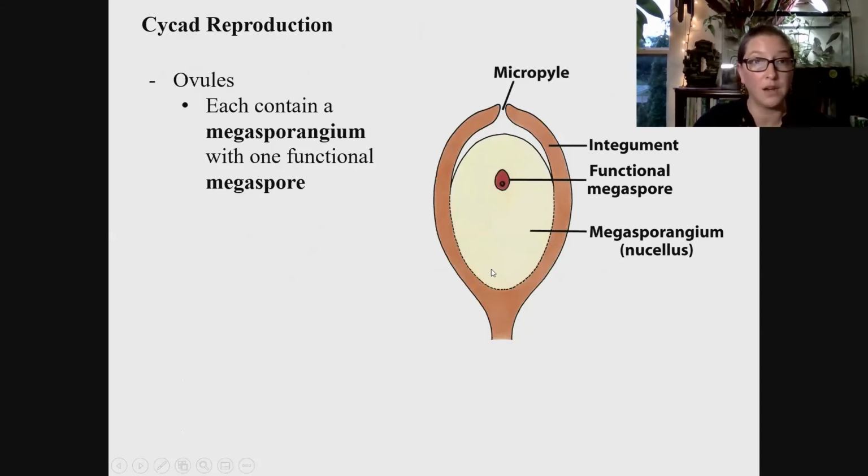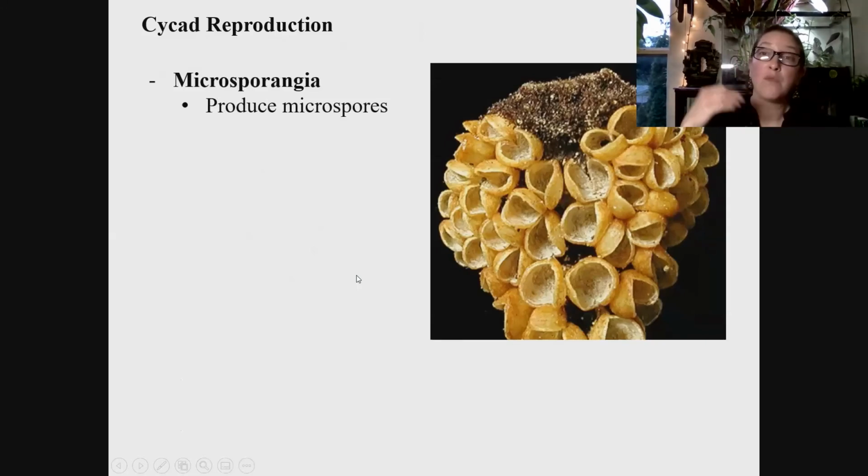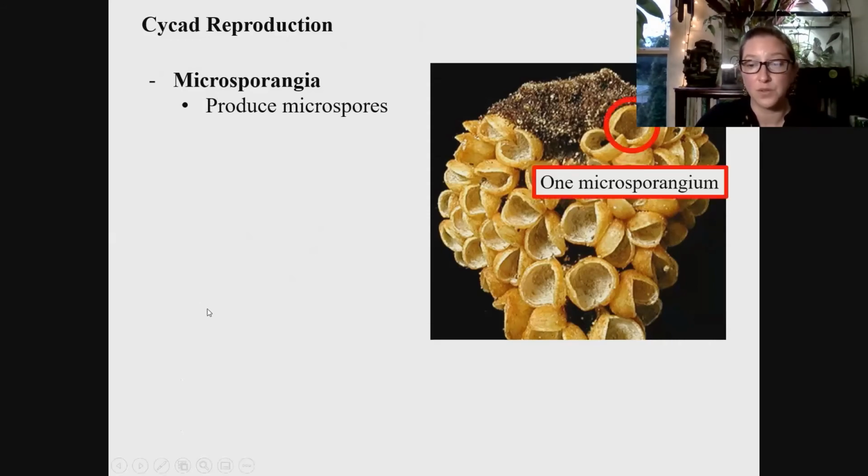So here's our ovule again. We already saw this a couple slides back. Just a reminder that inside of the ovule is the megasporangium, and inside of that megasporangium is a megaspore, one megaspore. For the microsporangia, they're also located on leaves. The leaves don't always look like leaves, but they're located on leaves, and just like we have seen before, they produce the microspores. So this little yellow Pac-Man thing is one microsporangium on this weird looking leaf.